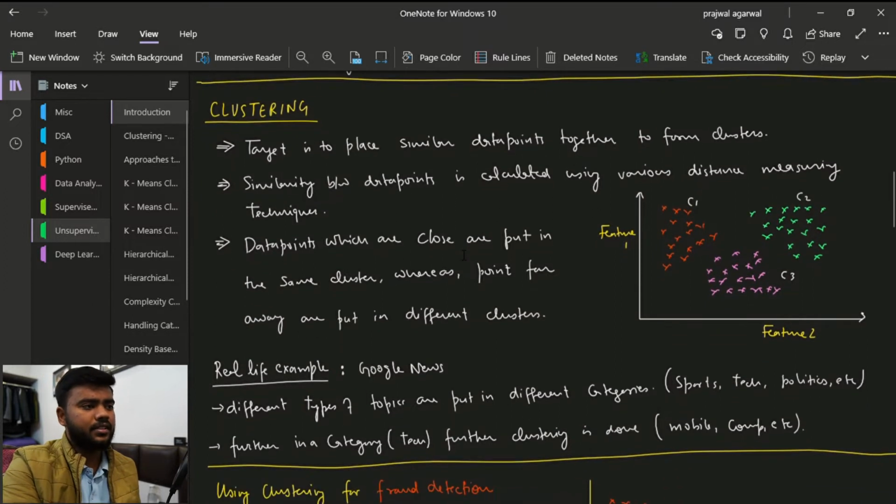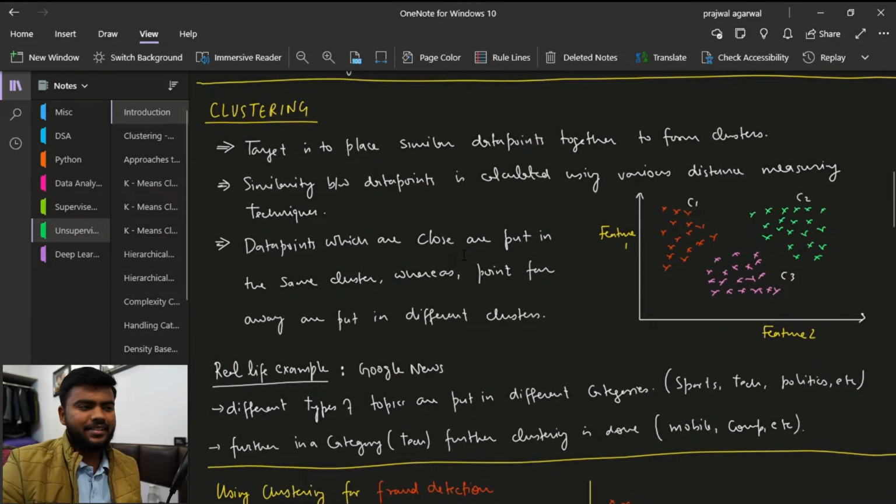So we'll start with clustering. The clustering is basically, as you must have heard about clusters, what are clusters? Clusters are the places where the points inside have similar properties. So if you are talking about a cluster of cities, then all the cities must have the same type of features, right? So in clustering, our target is to place similar data points together to form a cluster.